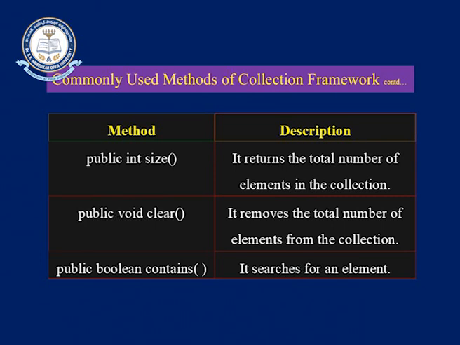Next method is contains. The return type of this contains method is Boolean. It searches for an element. Suppose I have a collection and in that I have the elements 1 to 10, 1, 2, 3, 4 and so on up to 10. And I am searching for an element and my element is 20. I am searching for the element 20 in the given collection. But as I said already, that element is not available in that particular collection. So, in such cases that returns false. False indicates that the particular element is not found in the given collection.